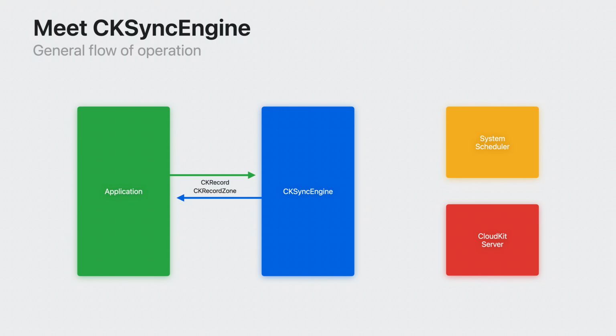That said, when the sync engine has work to do, it doesn't always do it immediately. If it needs to communicate with the server, it'll first consult with the system task scheduler. This is the same scheduler used across the OS for background task management, and it makes sure that the device is ready to sync. Once the device is ready, the scheduler runs the task, and the sync engine talks with the server. This is the basic flow of operation for the sync engine.